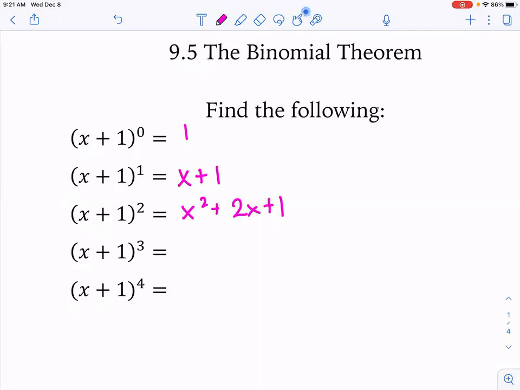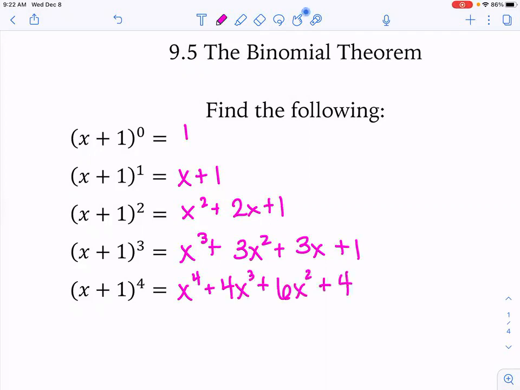X plus 1 cubed. Owen has x cubed plus 3x squared plus 3x plus 1. Okay. And if we take that times x plus 1 for x plus 1 to the 4th, looks like Nicholas has x to the 4th plus 4x cubed plus 6x squared plus 4x plus 1.